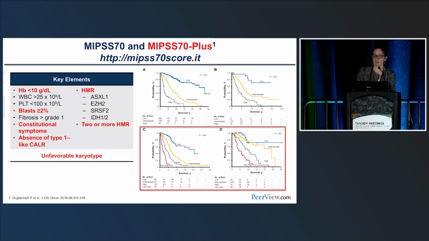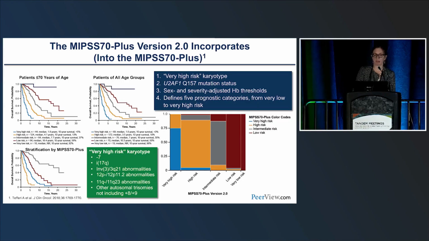the survival curves for the scoring systems for patients in the MIPSS70, and in the red box below is the MIPSS70 plus. They introduced the version 2.0, which incorporates several new features. First of all, there's a very high-risk karyotype that's included. They also included U2AF1 mutation status, which is another mutation associated with a higher risk prognosis.